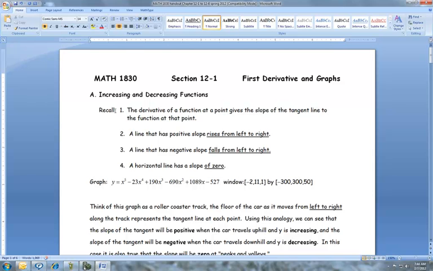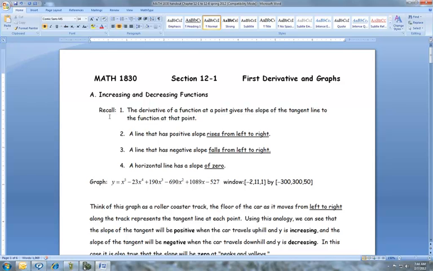talk about increasing, decreasing functions. You had this in pre-calc. So first thing, recall that the derivative of a function at a point gives the slope of the tangent line to the function at that point. We've been working with that for the last 3 tests.